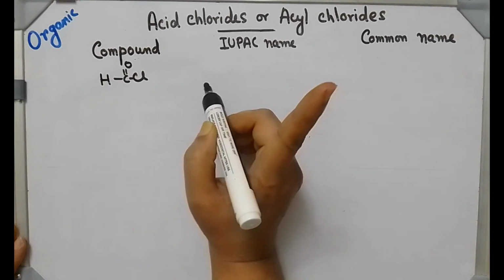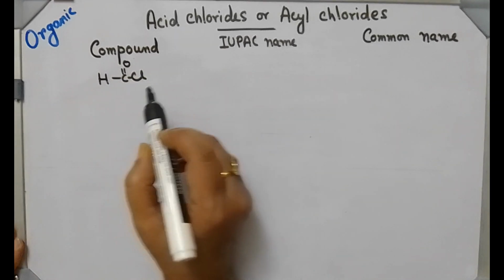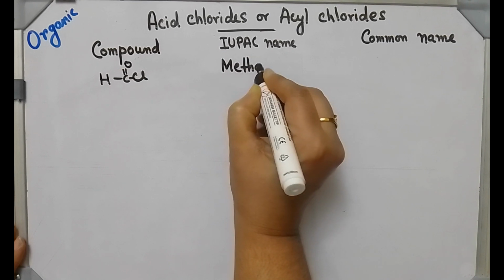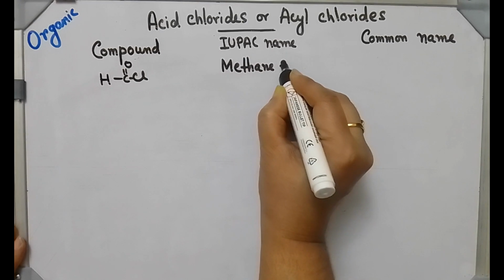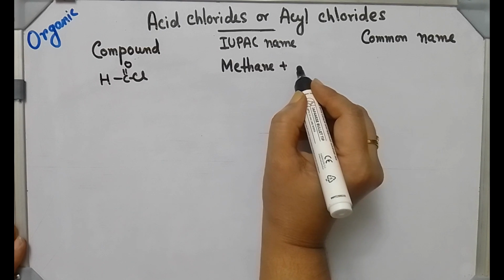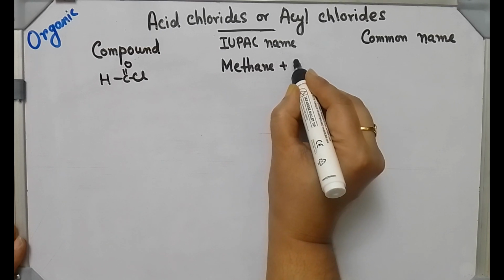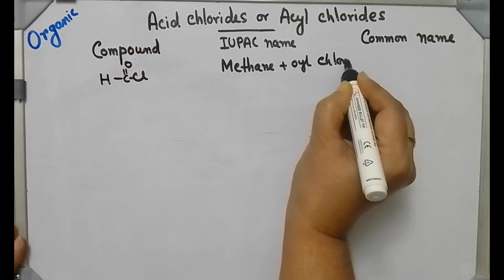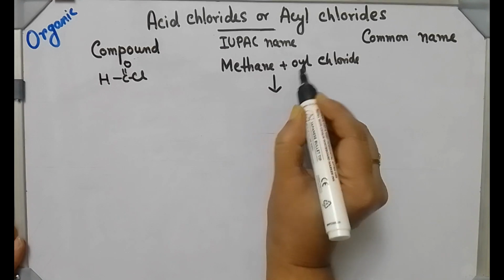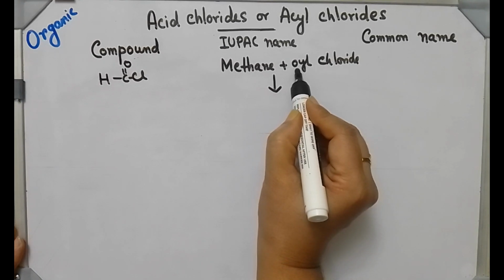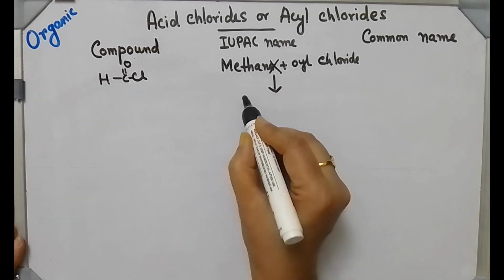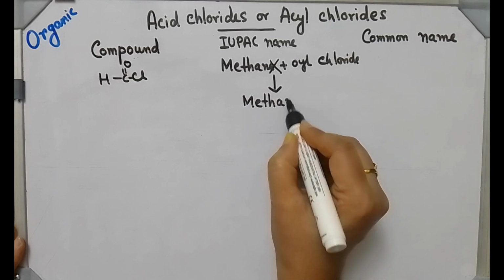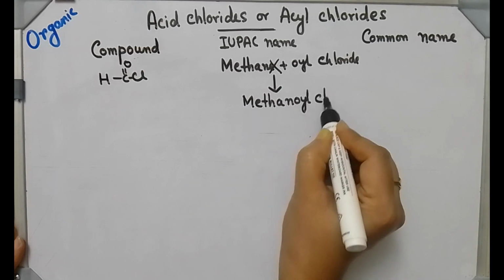Okay. Now see, if structure is HCOCl, then what will be the IUPAC name? So overall 1 carbon atom is there here in this compound. So methane plus secondary suffix, what you have to add? Oyl chloride. Now see here, since it is starting with vowel secondary suffix, so you have to drop this E. So its name will be methanoyl chloride.